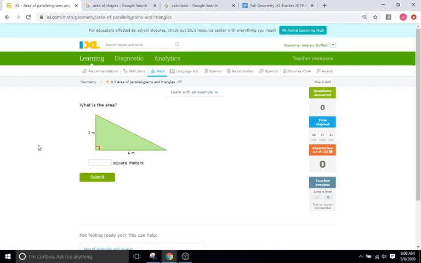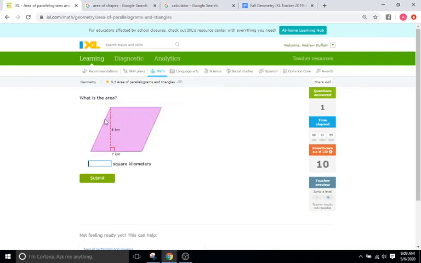Okay, so we have a triangle here, and we're going to do 1/2 base times height. So our base is 6, and our height is 3, so 6 times 3 is 18. And then half that, or 18 divided by 2, is going to be 9. So 9. Okay, what is area? So this is a parallelogram. We're going to do just base times height, so 7 times 6 is 42. What is the area? 10 times 9 is 90.